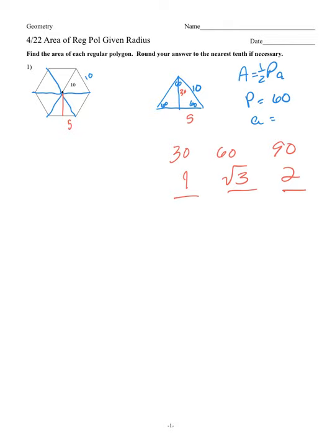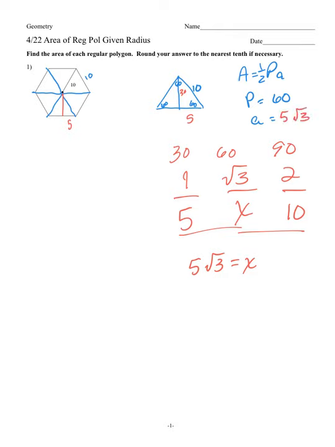And opposite the 30, we have a 5. And opposite the 60 is what we want. So we don't really need that 10, but you can use the 10 if you want. The 10 goes opposite the 90. And you can use any two of these fractions with the one with the x to solve it. So here would be 5 root 3 equals x. So we know that the apothem is 5 root 3.